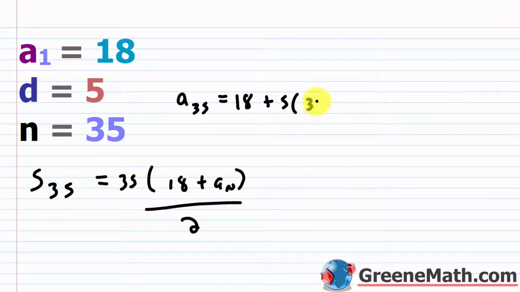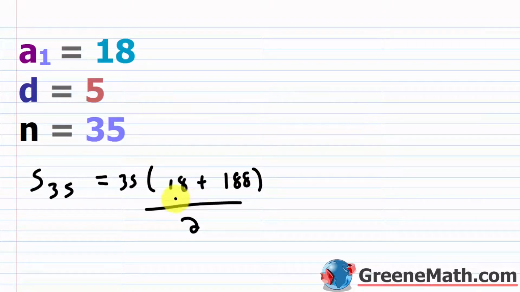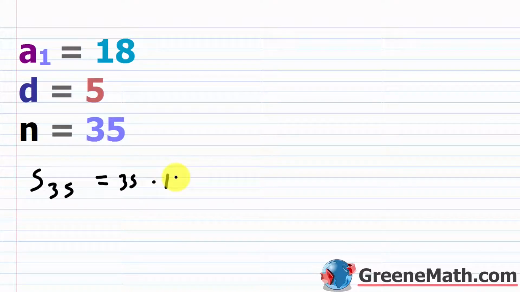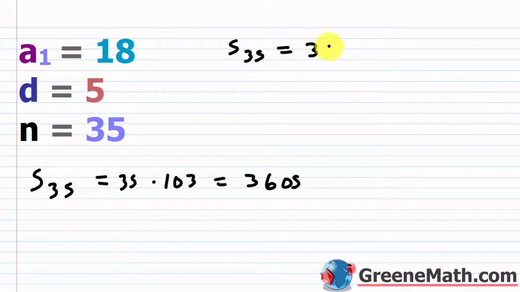Okay, so let's multiply this. 5 times 34 is 170. Then plus 18 is 188. So this a sub n, in this case a sub 35, would be 188, okay? So we're done with that. So basically you'd have 18 plus 188, which is going to be 206. So you would have 35 times 206 divided by 2. Might as well just divide this by 2 now. And so you have 35 times 103, and that would give you 3,605. Okay, so S sub 35 is 3,605.